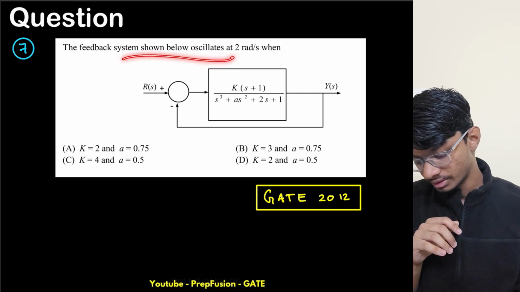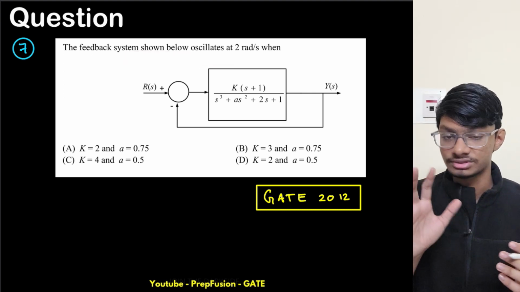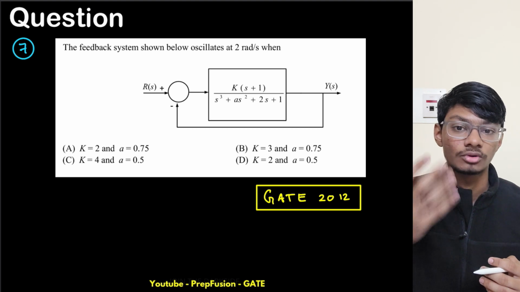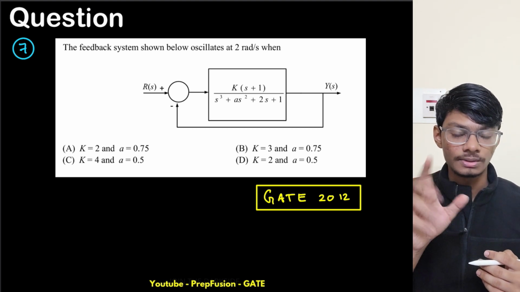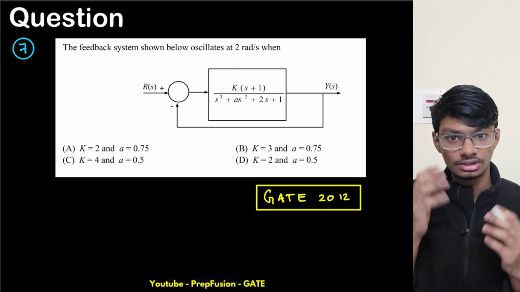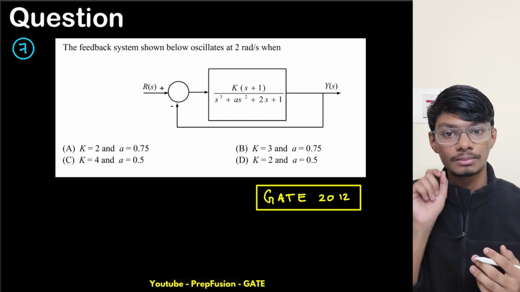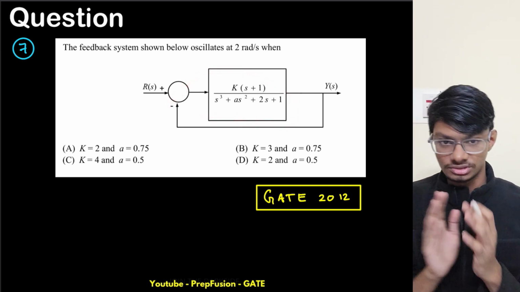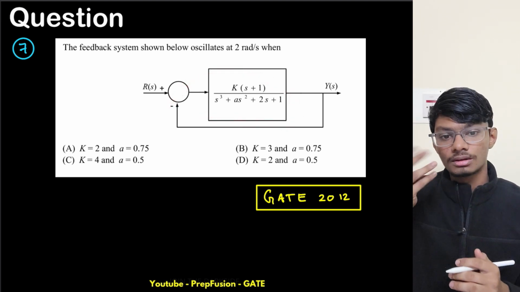So my system is oscillating. When does that oscillate? For a second order system, remember, when does my system oscillate? It oscillates for the undamped case. And in undamped, where do my roots lie? Roots lie on the j omega axis. What does that mean? That means my system is marginally stable. Here also my system will be marginally stable.